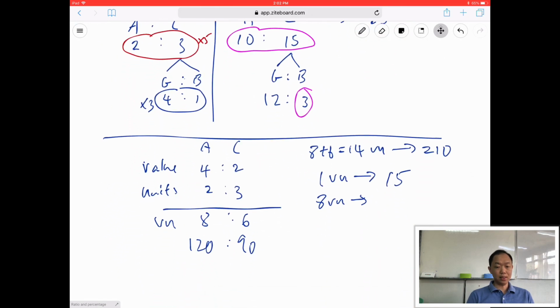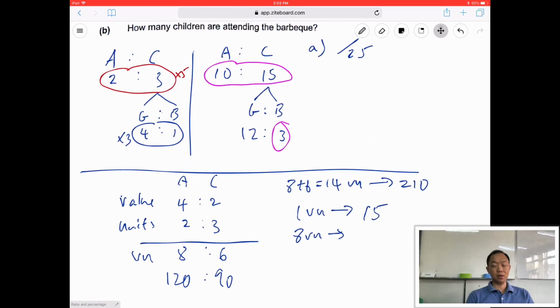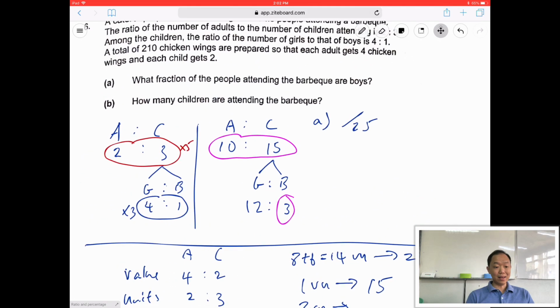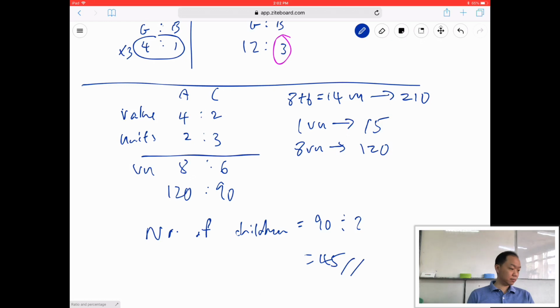How many children are attending the barbecue? Now, because the total number of chicken wings that the children got was 90, and each child gets 2, so number of children, 90 divided by 2, 45. Next.